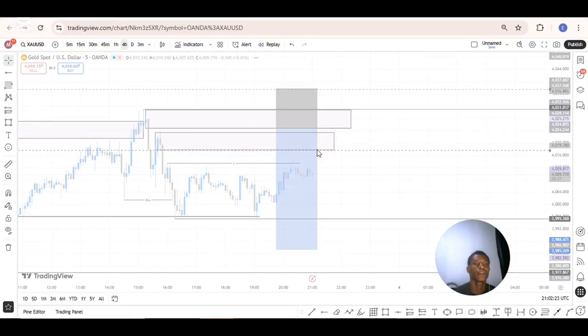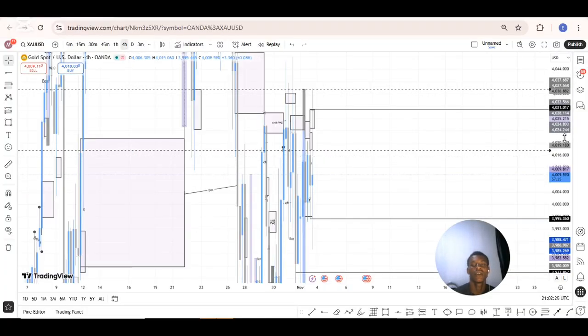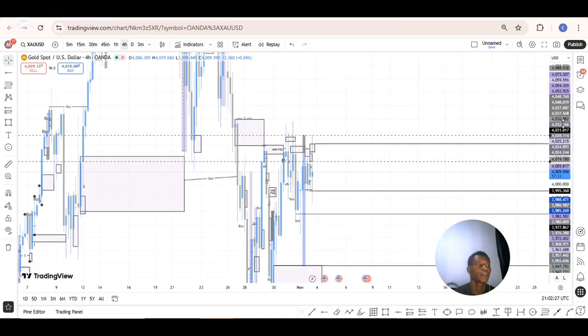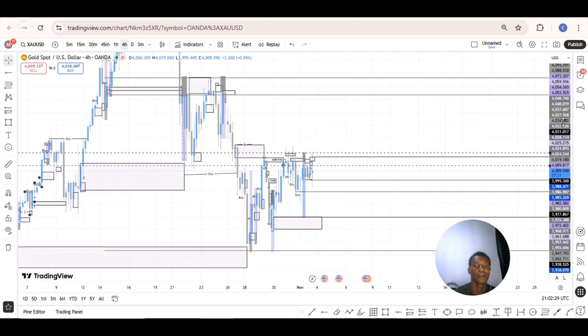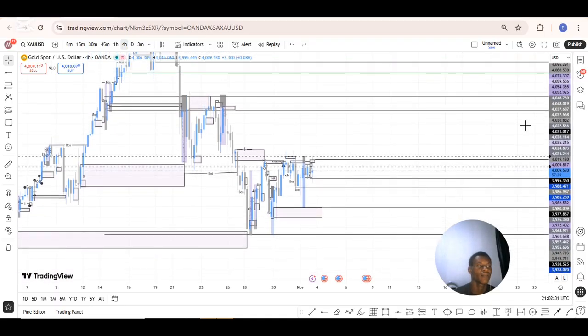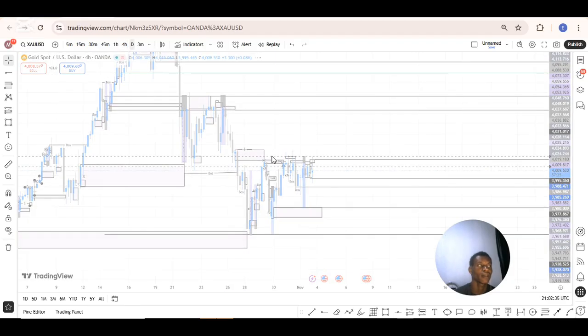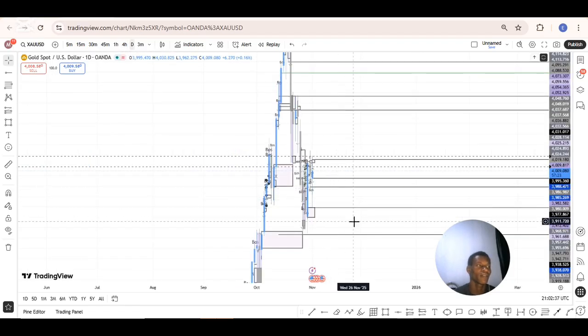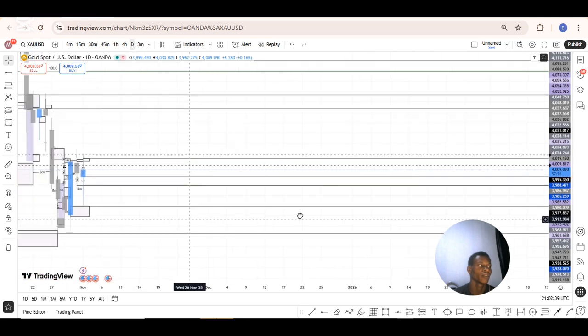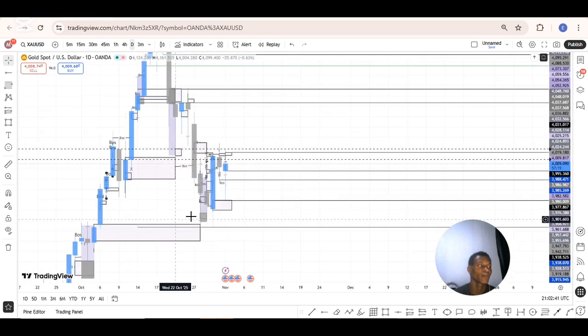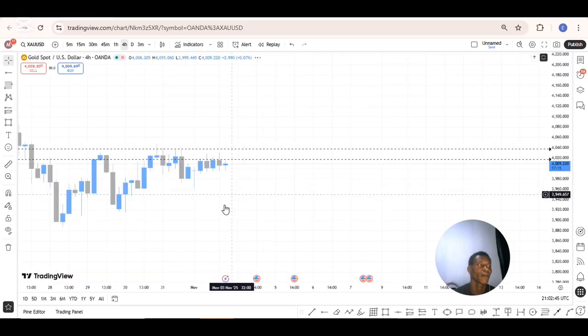So let me take you guys through the trades. I started off on the daily time frame. So let's go to the daily time frame right here. On the daily time frame, if you look at it, gold has actually bounced off from a demand zone. I went to the 4-hour time frame.